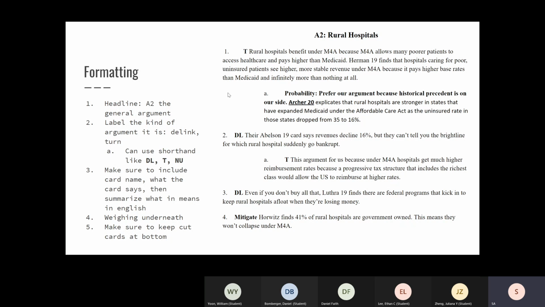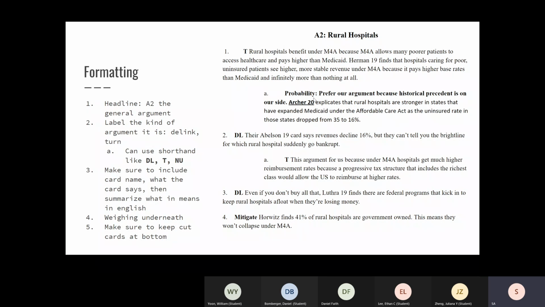So right here we have the probability: prefer our argument because historical precedent is on our side, right? So a lot of the way that we can prove probability is that it's happened in the past, so it's probably going to happen now, as compared to some mathematician crunching some numbers and telling you this might happen in the future. If we look to historical examples, it's probably a higher probability. And of course, you can't just say, oh, prefer my argument because historical precedent is on my side. You need to prove that it is on your side, which is why we have another piece of evidence. Archer 20 explicates that rural hospitals are stronger in states that have expanded Medicaid under the ACA as the uninsured rate in those states dropped from 35 to 16%.